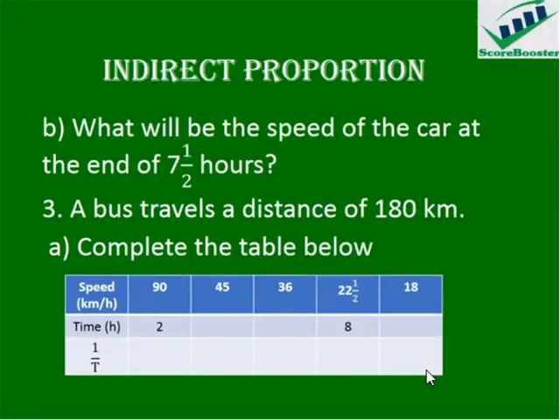We're also told that a bus travels a distance of 180 km. That is the distance. But we were given a table that shows the speed and time it takes. So we have to obtain the time it takes for the car to complete that distance of 180 km if it has a speed of 45 km per hour, 36 km per hour, and 18 km per hour. And after that, we have to obtain the reciprocal of time for each speed.